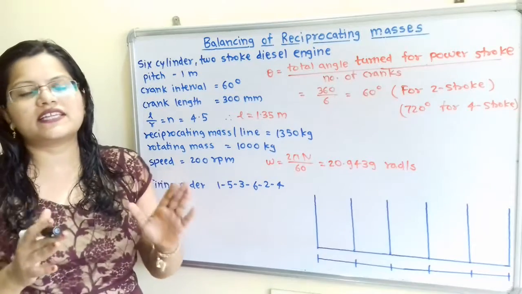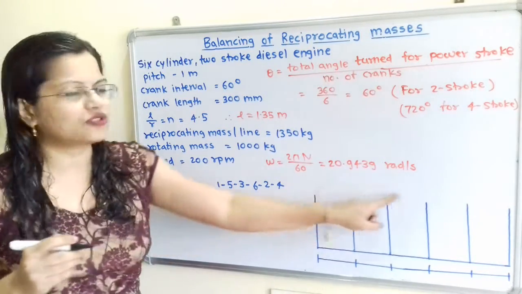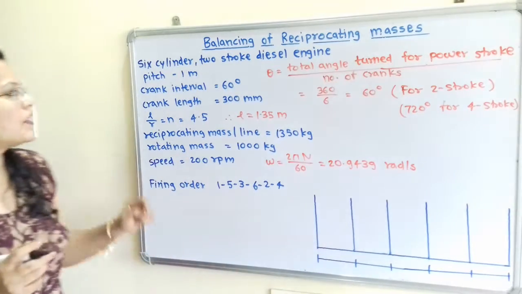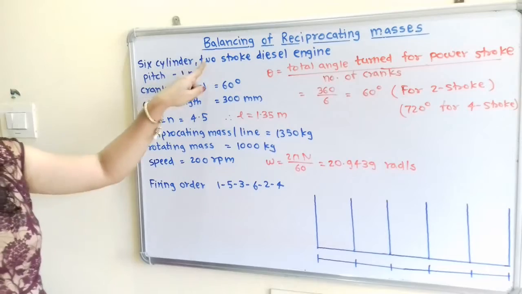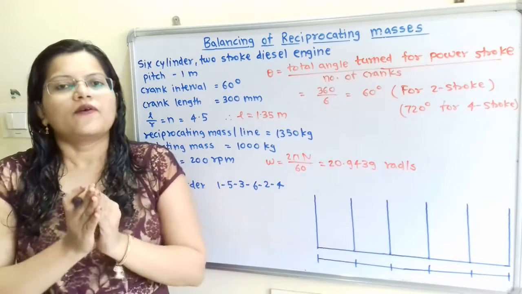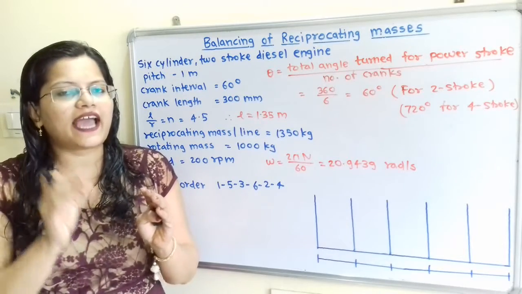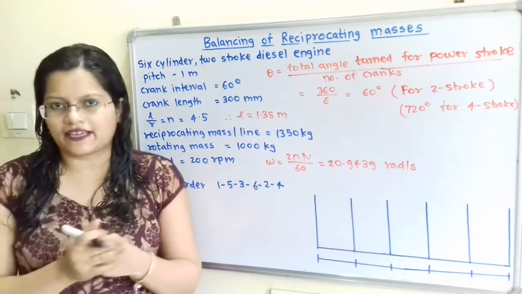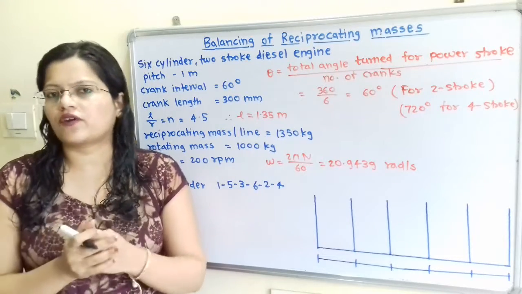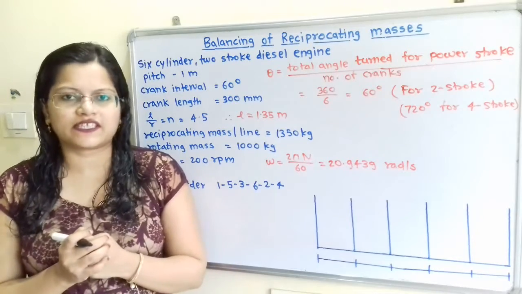So for the cylinder number 1, we will say that C1. We have to show here with the help of vertical lines. Now if we observe, it is a two-stroke diesel engine. So we will first calculate the angle theta, that is the angle in between the cranks. In this question there are a total of 6 cranks. Now what is the angular difference in between these cranks?